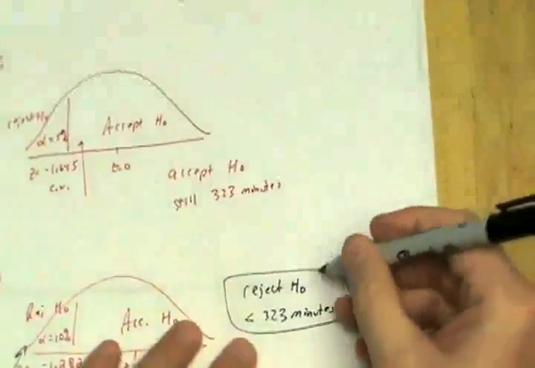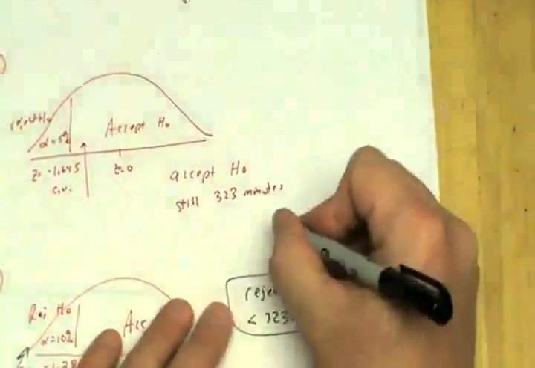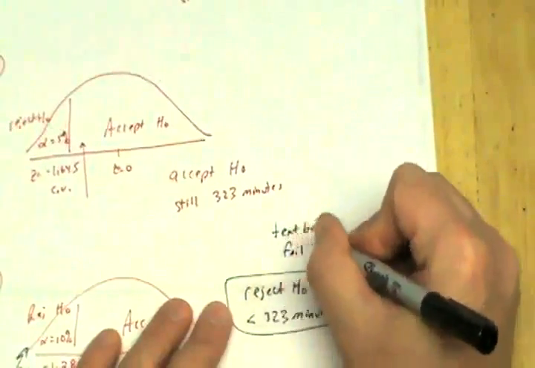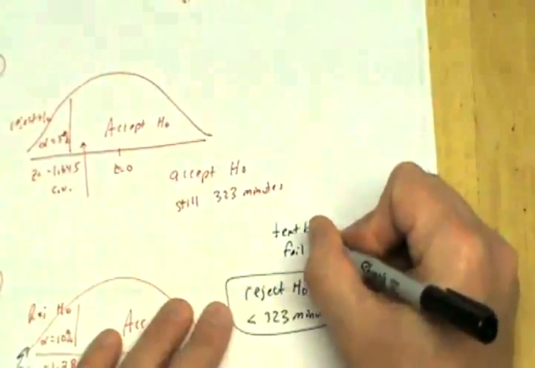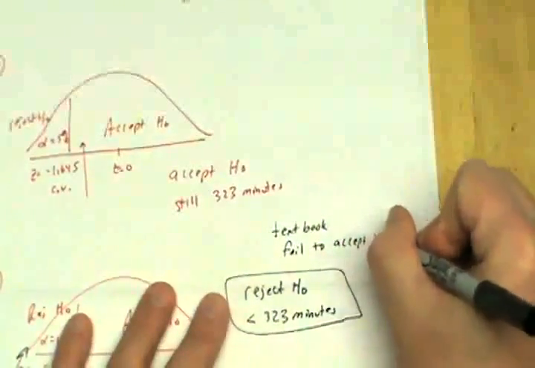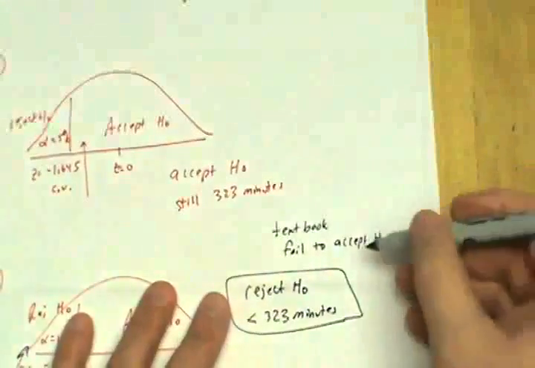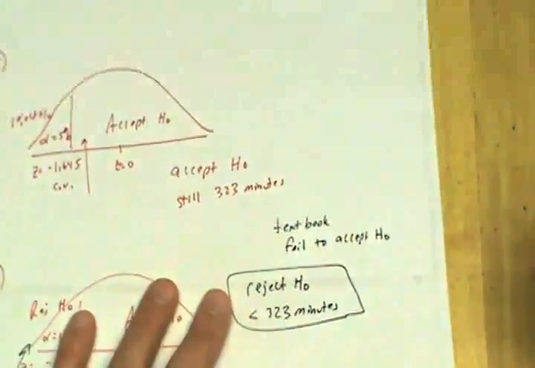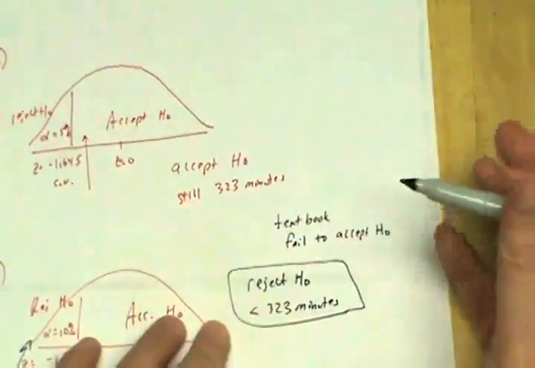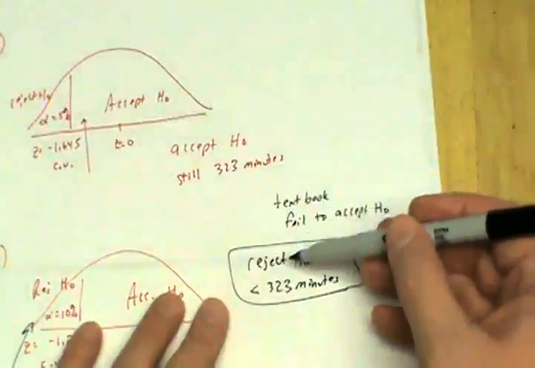Now again, the textbook is never going to say reject H0. The textbook is going to say fail to accept. If you fail to accept, then it means you're rejecting. I'm just going to simply say, and for your exams, I'm going to say accept H0 and reject H0.